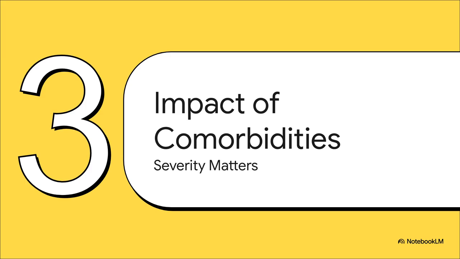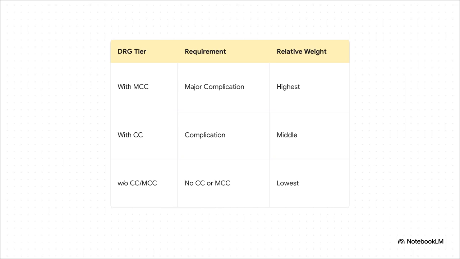Section 3. The impact of comorbidities. Severity matters. But keep in mind, the baseline DRG is really just the starting point. To figure out the final payment, the system absolutely has to account for how sick the patient actually is. Check out this DRG triplet structure. Almost every base DRG is split into 3 payment tiers based entirely on secondary diagnoses. Down at the bottom, you have cases without CC/MCC, meaning a standard, uncomplicated stay. But if the coder finds documentation for a CC, a complication or comorbidity, boom, you jump to the middle tier.